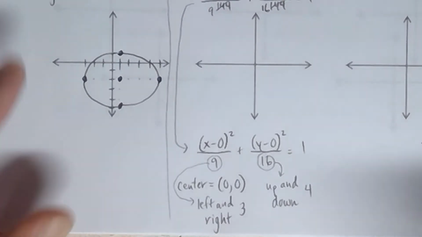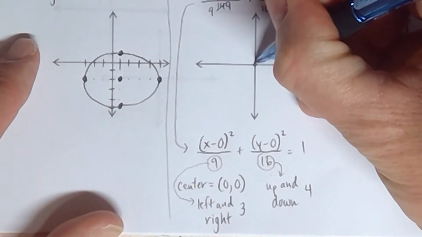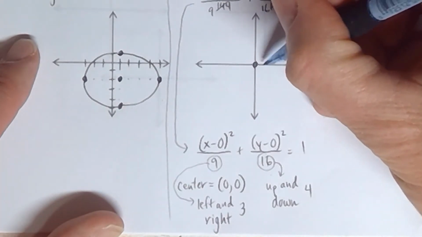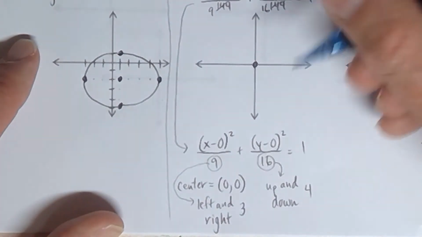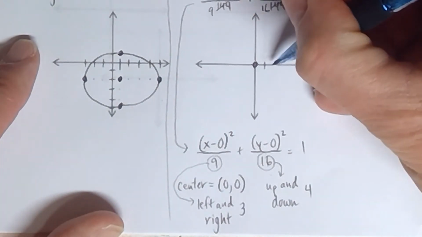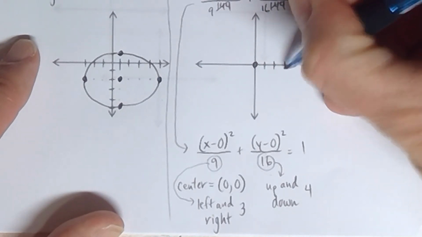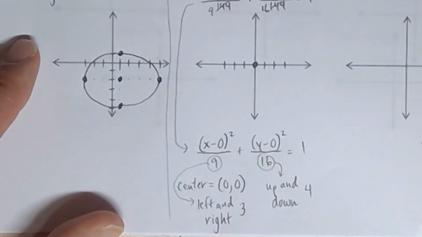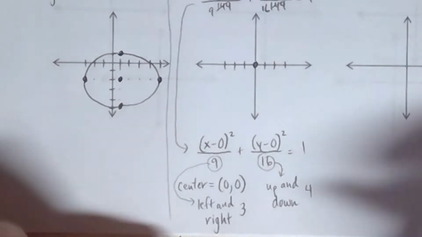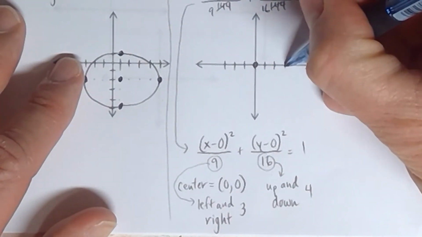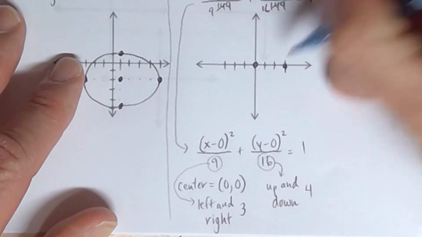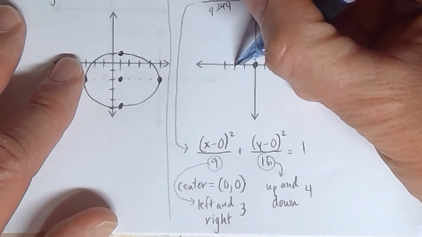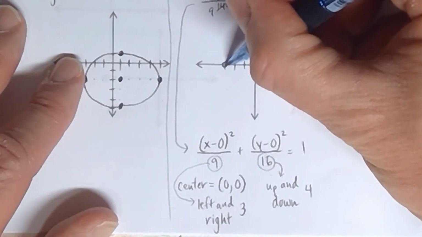Once you've done all that, now you're ready to graph. So we're going to go left and right. There's my center right there. Always do that first, because you have to have something to build off of. Just like with circles, you have to graph the center first so that you can then measure out from there. Left and right 3 means I'm going to go over to the right from the center 3 times, and over to the left from the center 3 times.